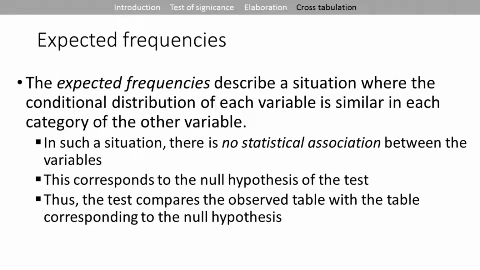And the test compares the observed table with the table corresponding to the null hypothesis. So the idea is that we are comparing the theoretical table where there is no variation to the actual data. And if there is a deviation between these two, of course, the null hypothesis cannot be true, because there is a difference between those, something that doesn't have a difference. So it's quite an ingenious plan.